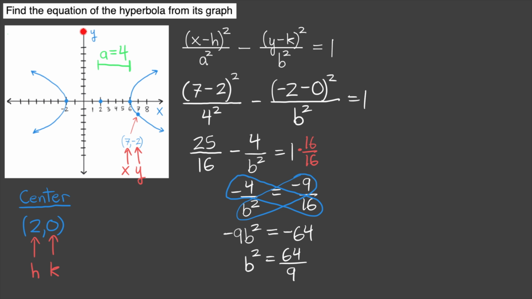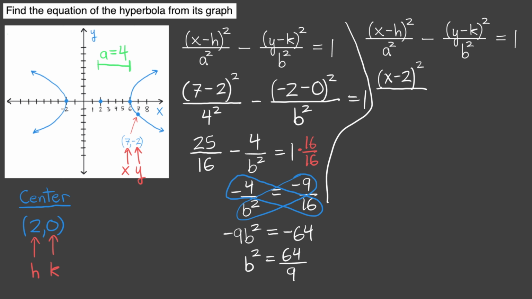So now, remember, we want the equation of the hyperbola, so let's plug in all of our information here. So we have x minus h, which we know is 2. So this is going to be x minus 2 squared over a squared, and a squared is 4 squared, minus, then we have y minus k, which was 0, squared, over b squared, which was 64 over 9, equals, and then there's a 1 on the other side. All right, so now let's clean this up a little bit, and then that'll be our final answer for this hyperbola.